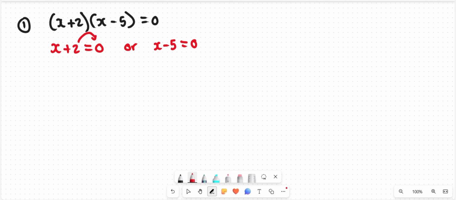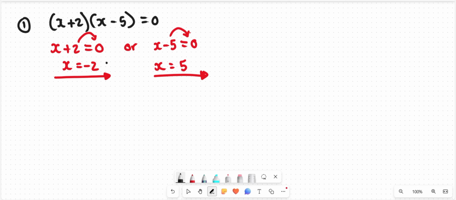I take the 2 over and I change the sign of the 2, and so x is equal to negative 2 there. And in this next one I take the negative 5 over and I change the sign, and that one, x is equal to a positive 5. So that's how I would go about solving this.